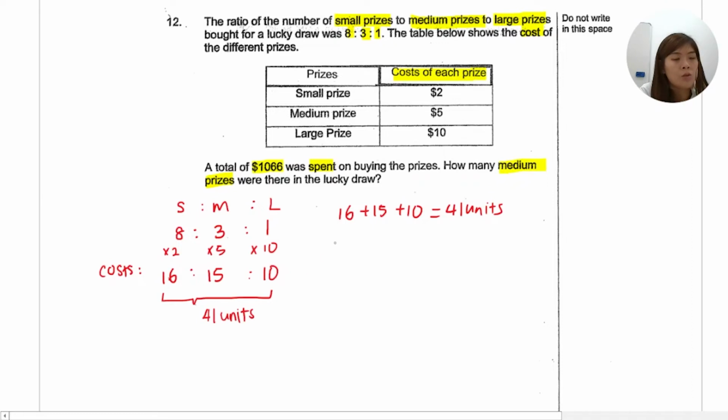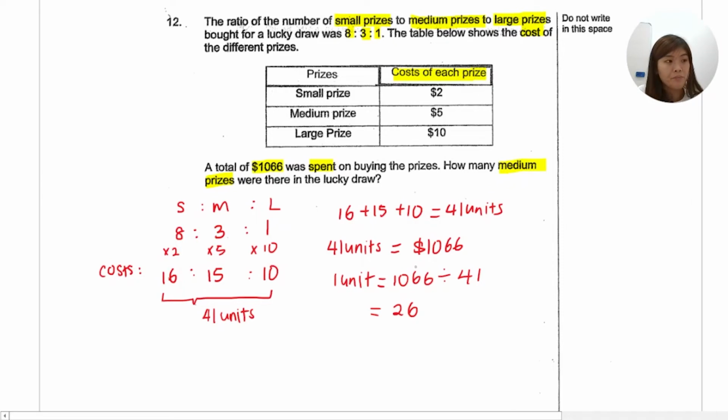Okay, and you know that a total of 1,066 was spent on buying the prizes. So 41 units is equal to 1,066. 1 unit is equal to 1,066 divided by 41, which gives you 26. Okay, 26 for 1 unit. Okay, so now they ask you how many medium prizes were there in the lucky draw.